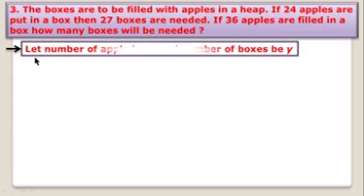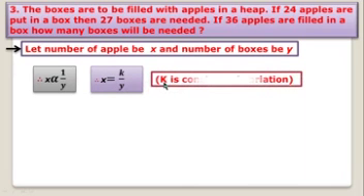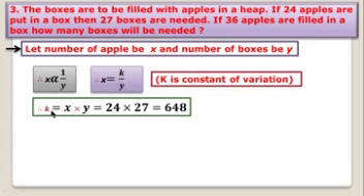Solution. Let us numbers of apples be x and numbers of boxes be y. x inversely varies as y. x is equal to k divided by y. k is a constant of variation. Therefore k is equal to x multiplied by y is equal to 24 multiplied by 27 is equal to 648.